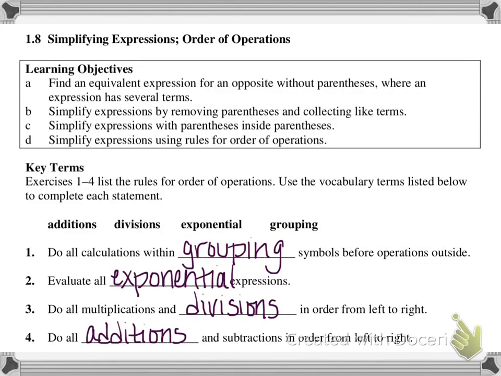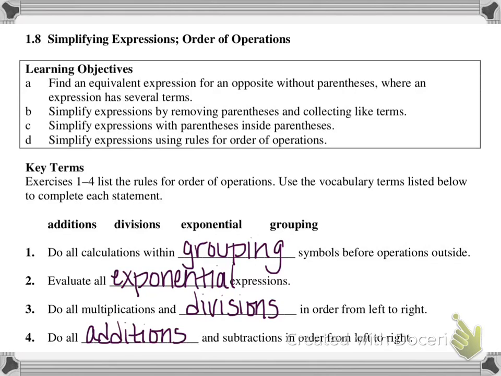Now let's look at 1.8, which is order of operations. So there's pretty much 4 levels when you're working in expressions of your order of operations. The first level is your grouping symbols. So do all calculations within grouping symbols before operations outside.